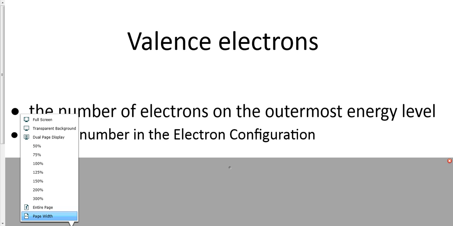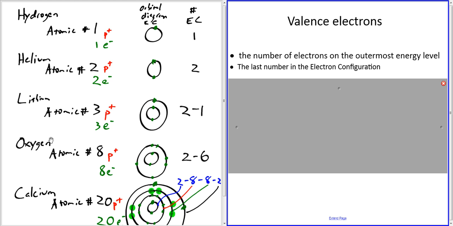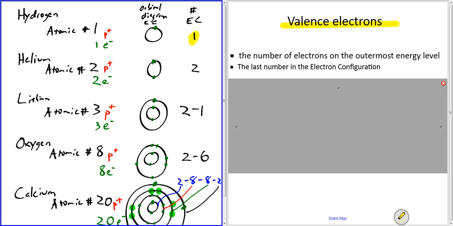I'm sure some of you are still writing, so I'm going to go for a split screen here so that the valence electrons stay over there, but I'm going to come back over here onto the electron configurations and highlight the valence electrons. So on hydrogen, there is 1 valence electron. On helium, there is 2 valence electrons. On lithium, there is only 1 valence electron. It's the outermost energy level, however many electrons it has. That means oxygen here has 6, and calcium has 2.